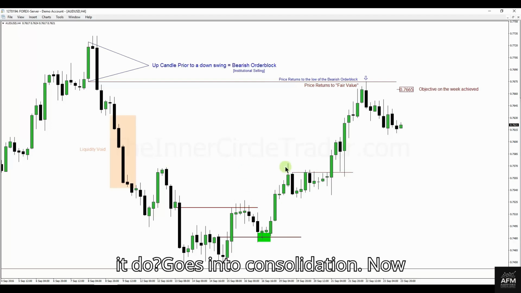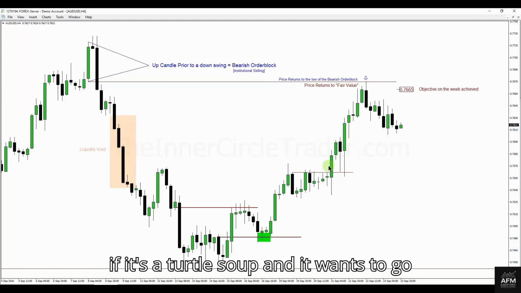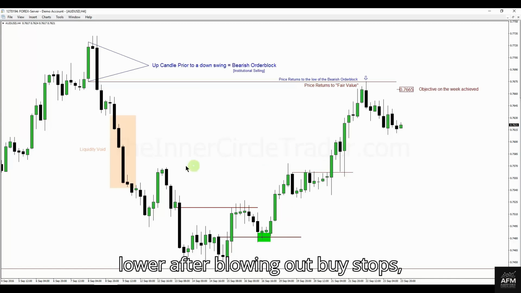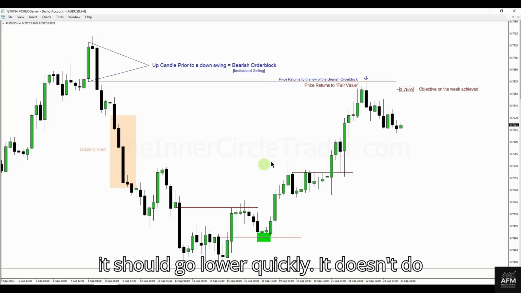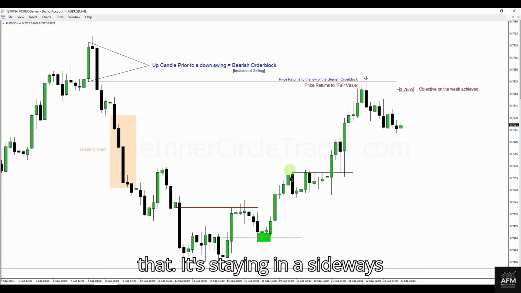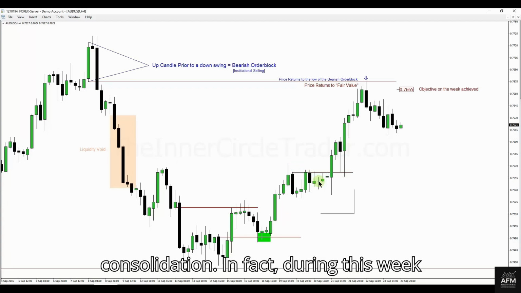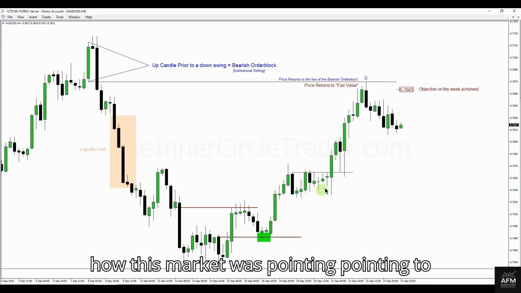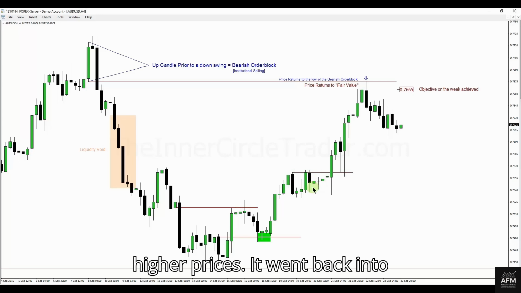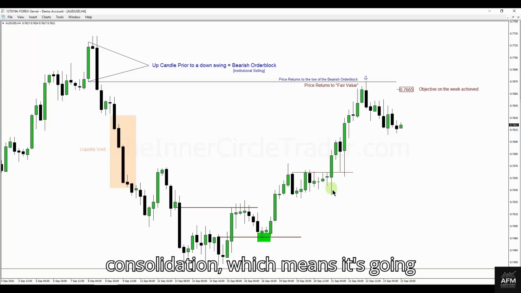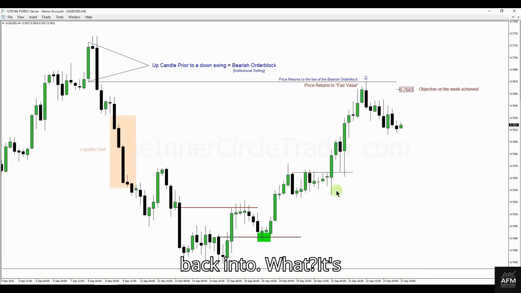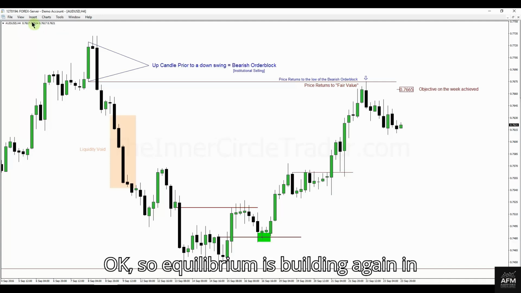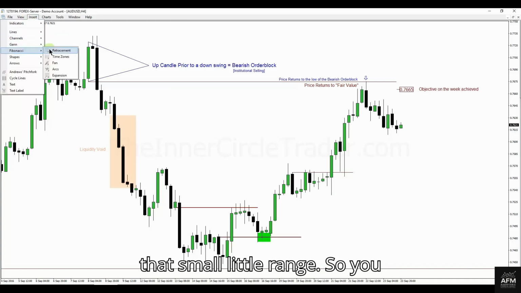So the market runs through that, takes those stops, runs through this short-term high here, and then what does it do? Goes into consolidation. Now, if it's a turtle soup and it wants to go lower after blowing out buy stops, it should go lower quickly. It doesn't do that. It's staying in a sideways consolidation. And in fact, during this week, I actually gave live sessions explaining how this market was pointing to higher prices. It went back into consolidation, which means it's going back into what? It's building equilibrium.